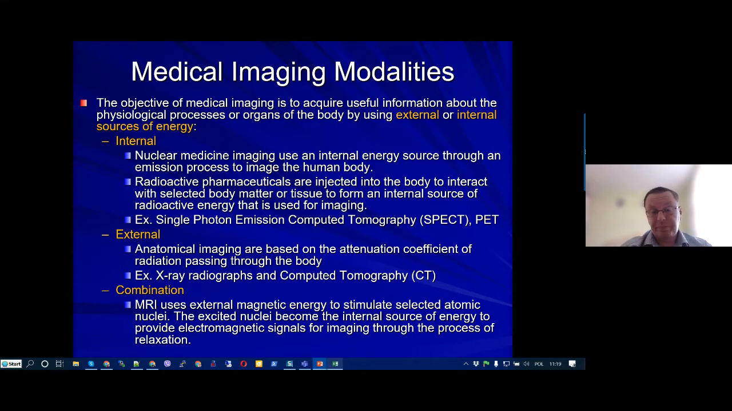or positron emission tomography. External energy is useful in the case of anatomical imaging based on the attenuation coefficient of radiation passed through the human body, and a good example is the usage of X-ray radiography and various computer tomography methods. And a combination of different energy sources is, for example, useful for MRI, magnetic resonance imaging, where we use external magnetic energy to stimulate selected atomic nuclei.